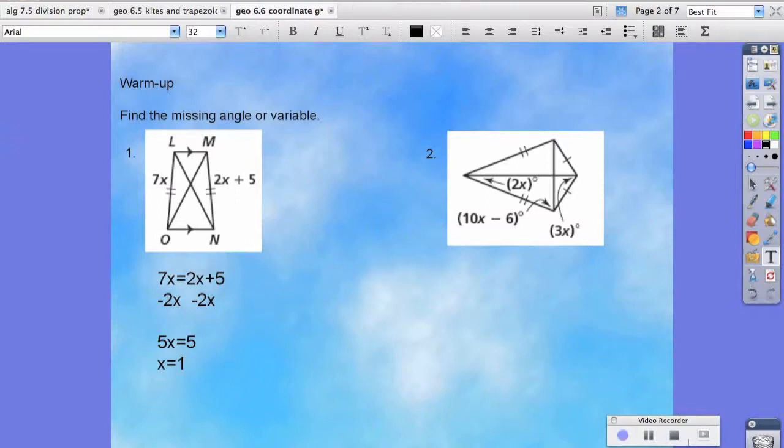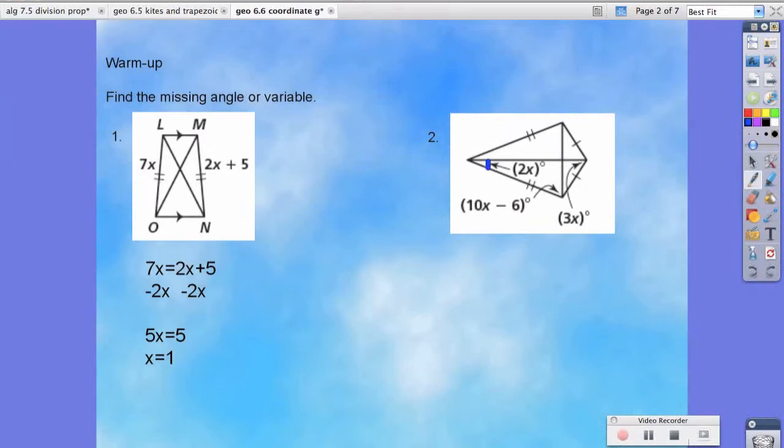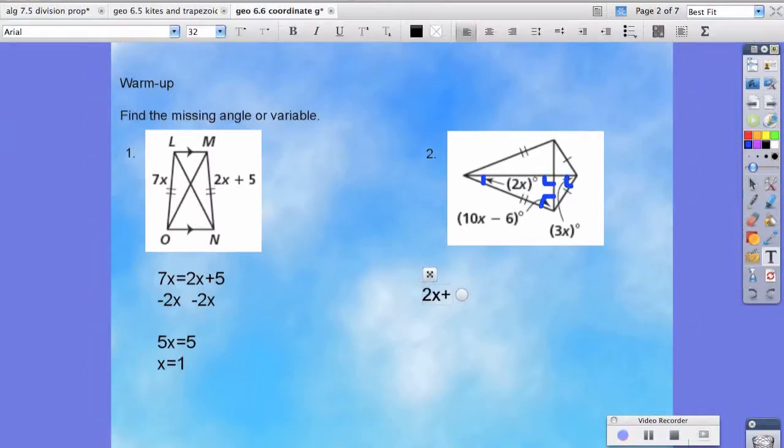For number 2, you know that this angle here is 2x. This one right here is 3x. You know that this is 90 degrees. And obviously this is 10x minus 6. Now because you have a right triangle on the bottom left, we know that 2x plus 10x minus 6 plus 90 equals 180. When we subtract 90 from both sides, we get 2x plus 10x minus 6 equals 90.